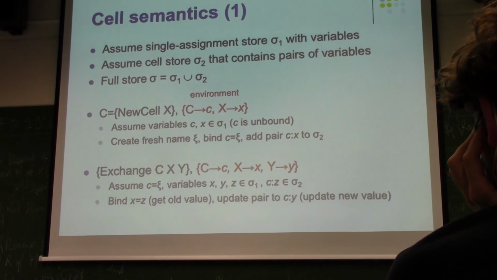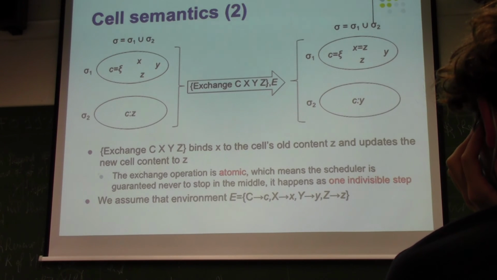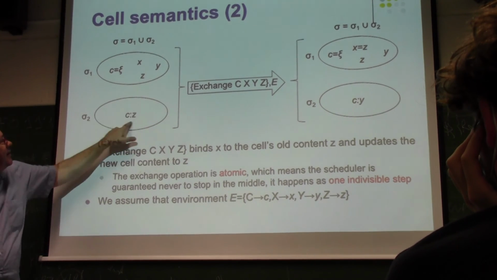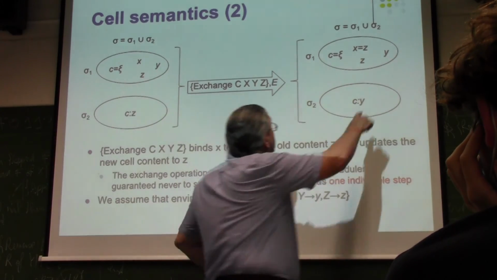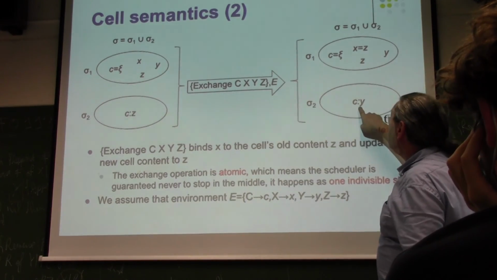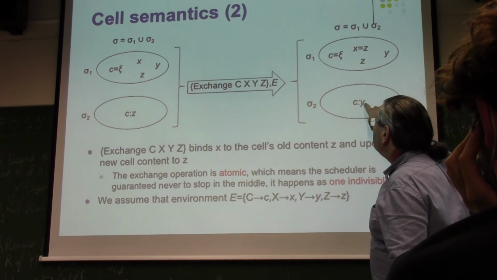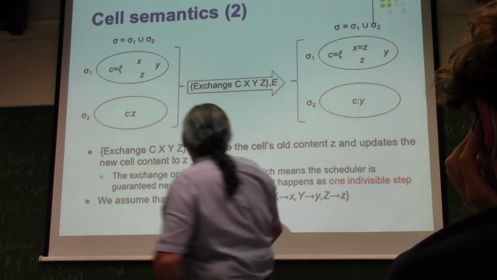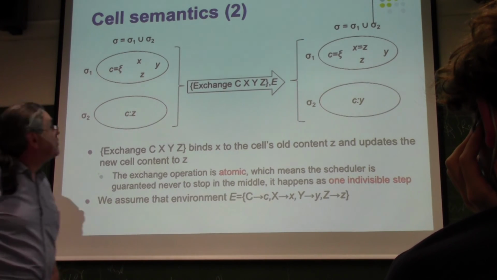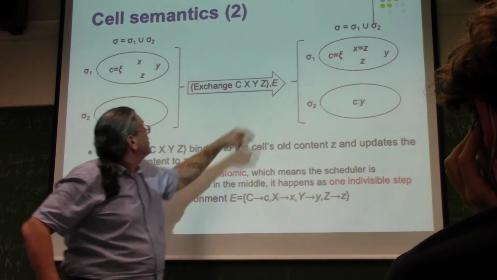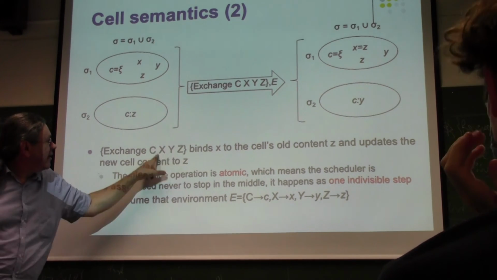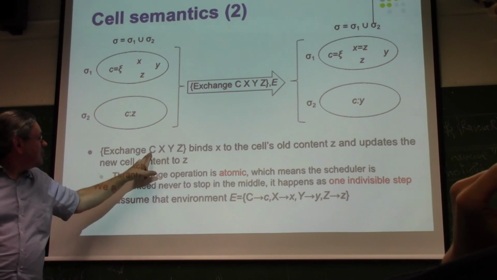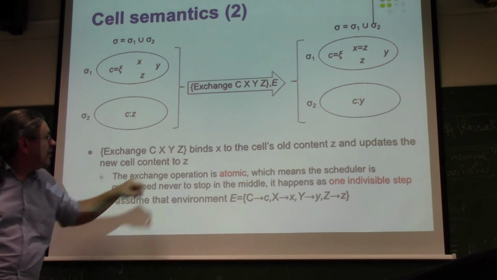Okay? So I like to make it as a picture. So here's a picture. Here we have sigma 1 and sigma 2. So sigma 2 has the cell. I now do an exchange. So X will be bound to Z, which is the old value. And the cell gets a new value, which is Y. Okay? And there's about too many arguments there, sorry about that. I have to update that. So C, X, Y, the Z is not part of that. So I will fix that.